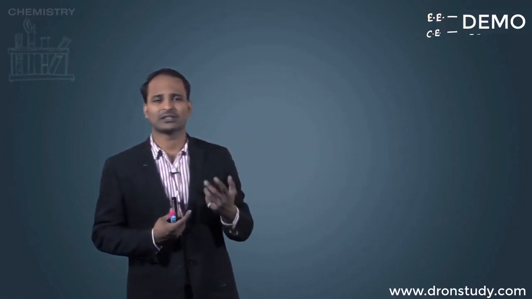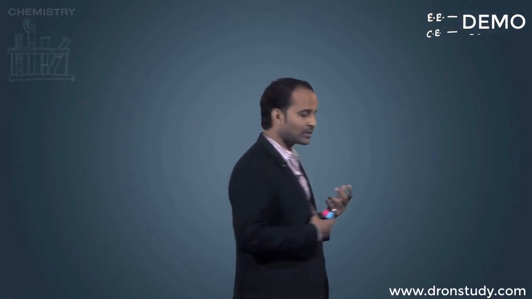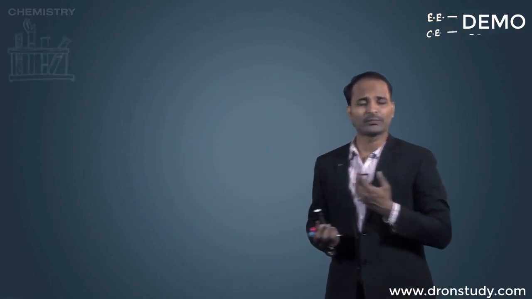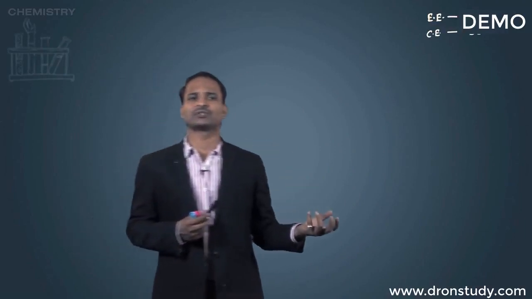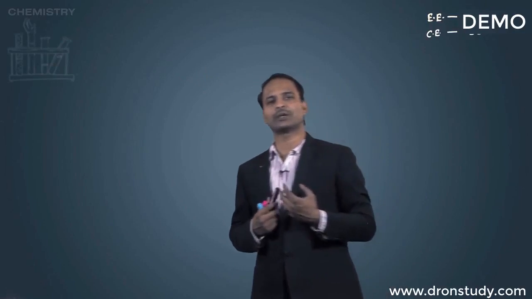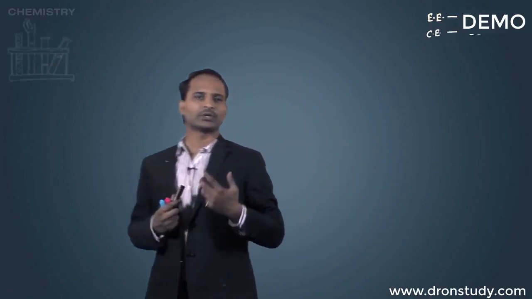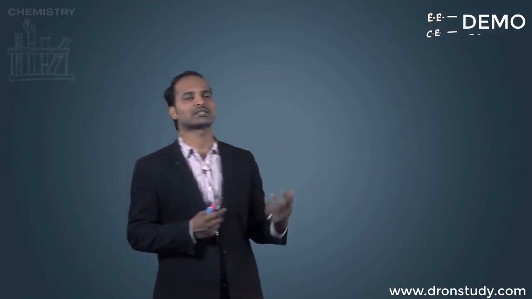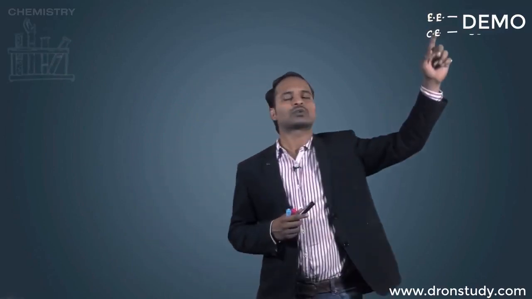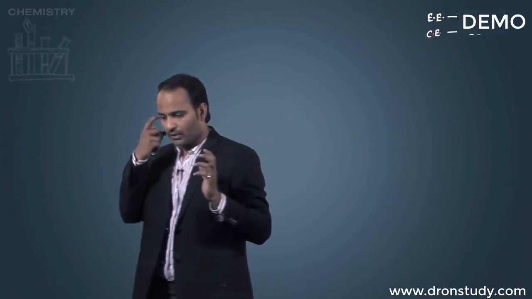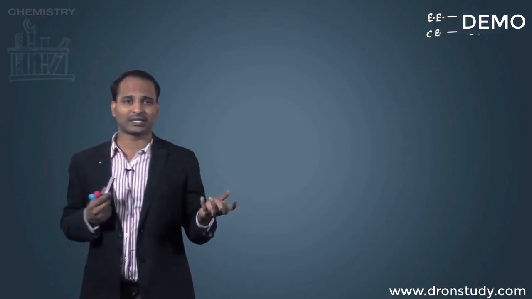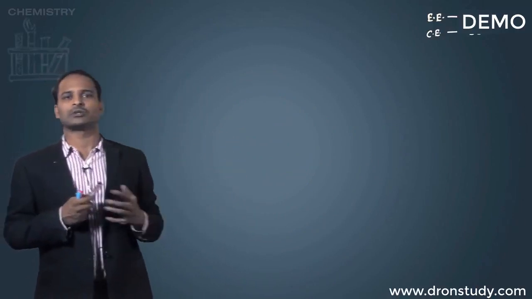The same goes for the battery we use in a torch, or in a watch, or in an inverter. All these batteries contain some chemicals, and those chemicals react together and produce electricity, and the same electricity is used for the functioning of that particular electrical device. So here we are going to learn about both the things.